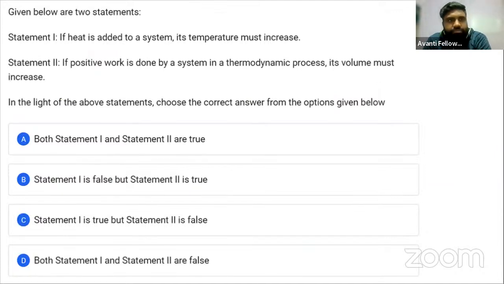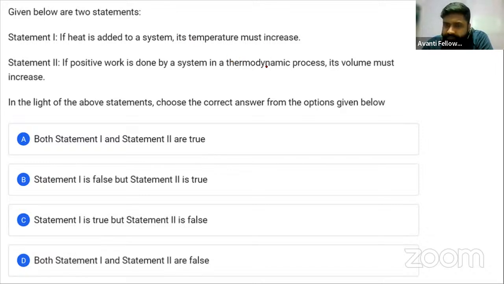Now this question. In this question, there are two statements given. First is, if heat is added to a system, its temperature must increase. Okay. And the second statement is, if positive work is done by a system in a thermodynamic process, its volume must increase. So we will just justify these statements. If heat is added to a system, its temperature must increase. Is it correct?